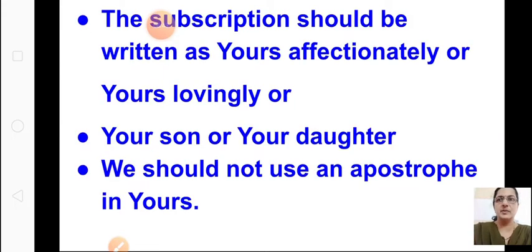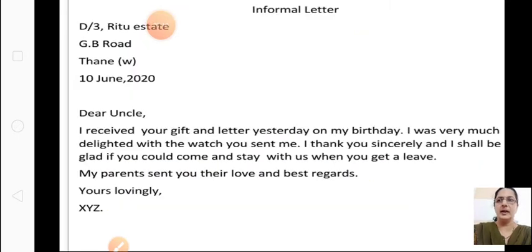Then the subscription should be written as yours affectionately or yours lovingly. If you are writing to your best friend, if you are writing like that also, it is okay. But when you are writing yours, you will not put an apostrophe between you and s. That is wrong. So you will write yours without any apostrophe. This I have already explained in the previous video also. This is the format of the letter which we had given in your written work. You can just go through the example of it.